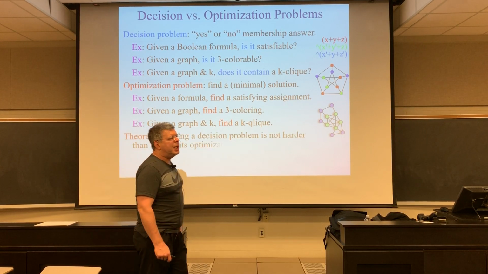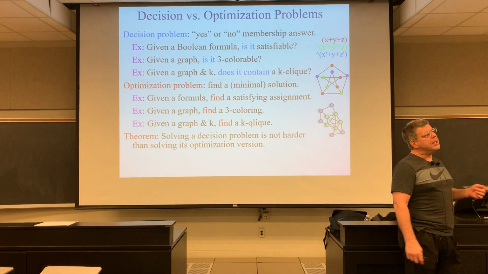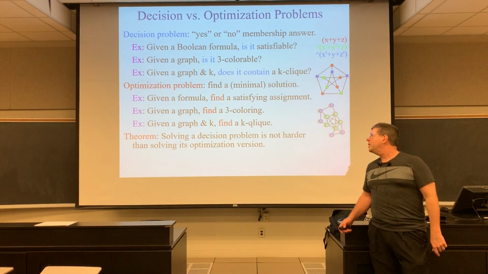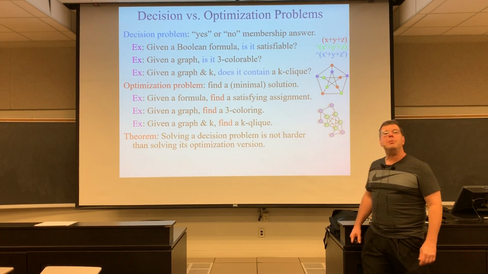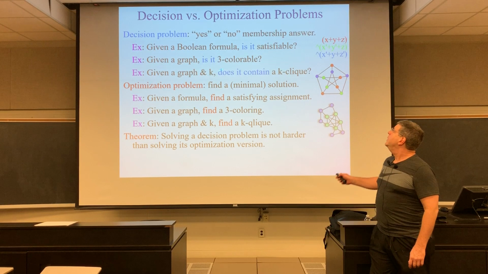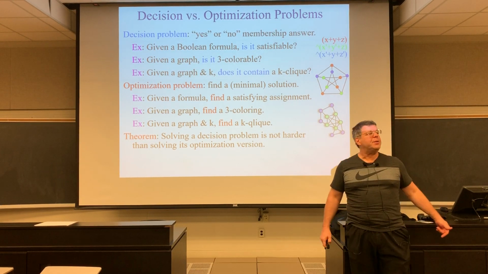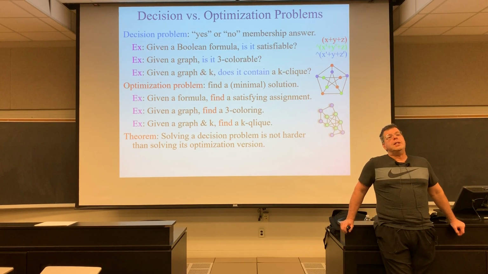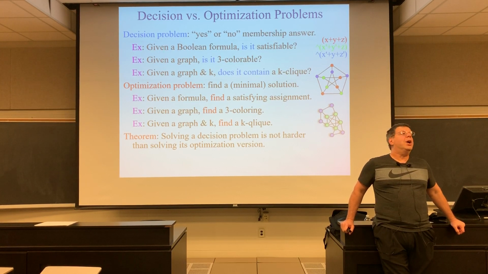Now here's a perhaps surprising theorem, but it's not that surprising because we talked about this before, and you'll see in a minute the context. Solving a decision problem is not harder than solving its optimization version. Determining that a Boolean assignment exists that satisfies the formula is as hard as actually giving the assignment. Well, let's put it that way. Giving the assignment is not any harder than actually determining that one exists.